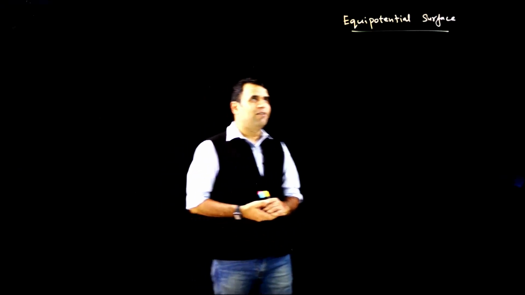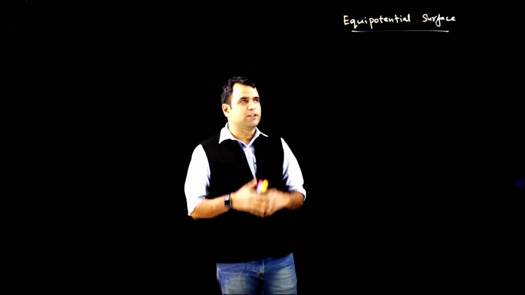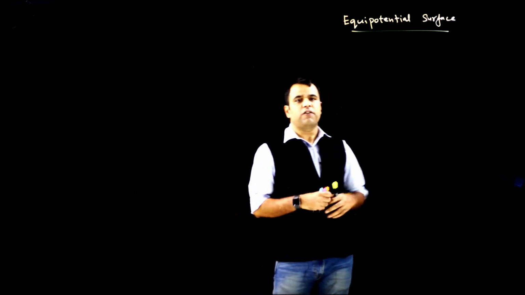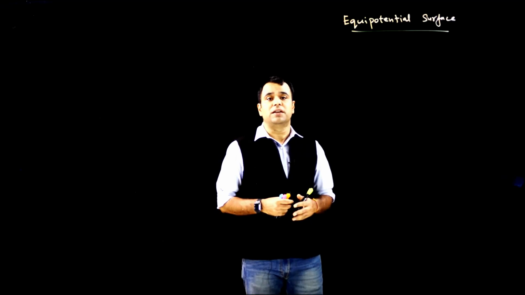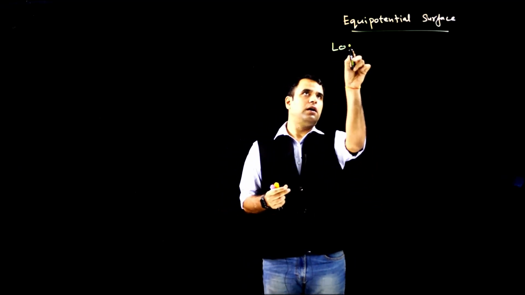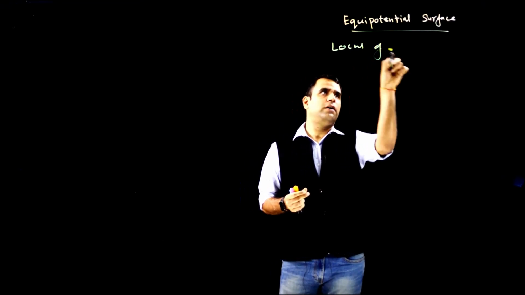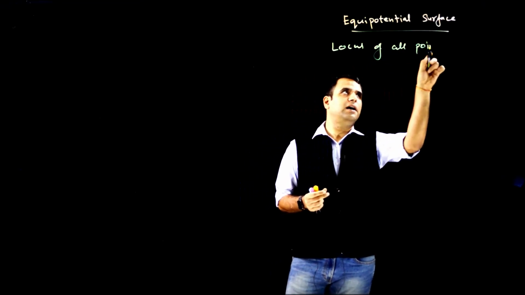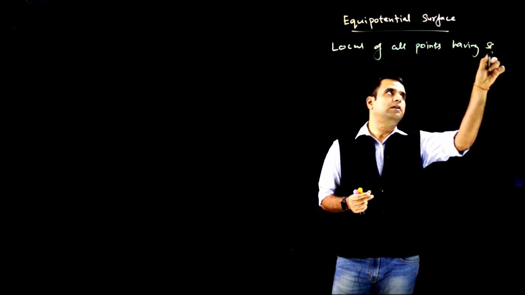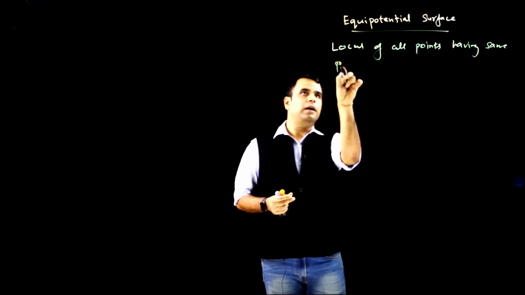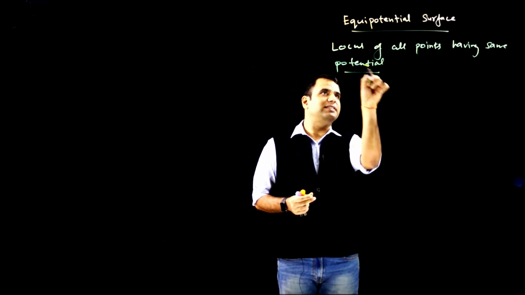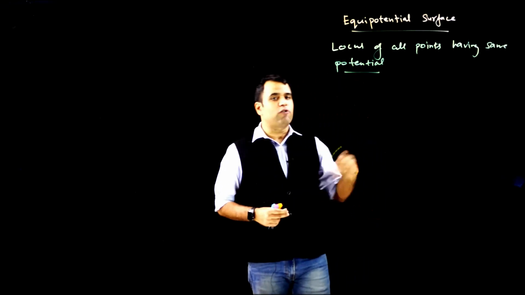Hello. Now we will study the equipotential surface. So what is this equipotential surface? By definition, the locus of all points which are having the same potential is defined as the equipotential surface. So it's a locus of all points having the same potential. So the locus of all points which are having the same potential, they are defined as equipotential surface.